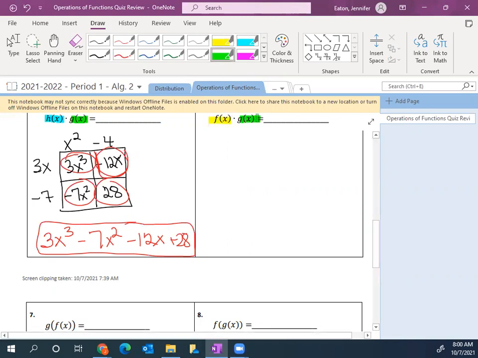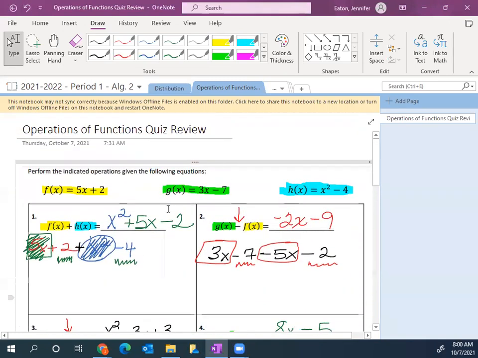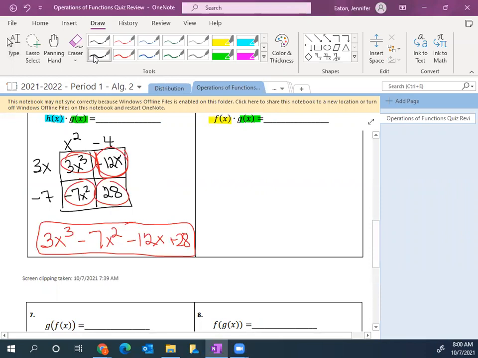My f of x times my g of x. So I'm going to scroll on up. My f of x was yellow and has two terms. My g of x was the green with two terms. So 2 and 2 terms means I have to do the box method again. My f of x was 5x plus 2, so that 5x and 2 go along the first column. And my g of x was 3x minus 7, so that's going to go along the side.